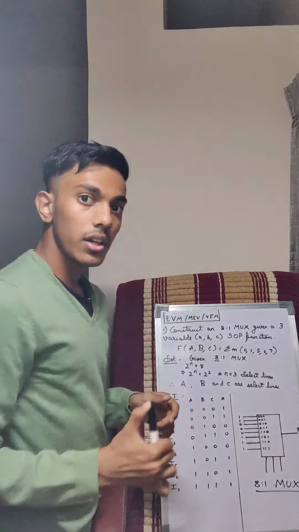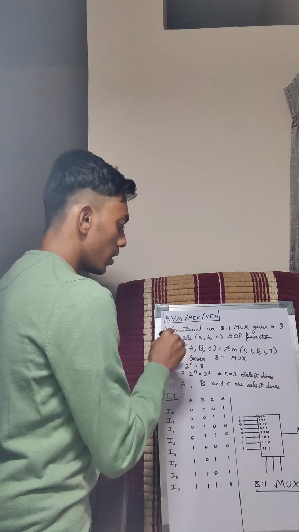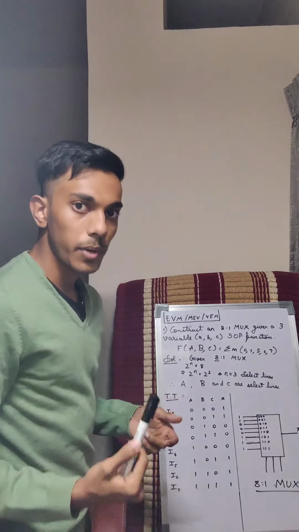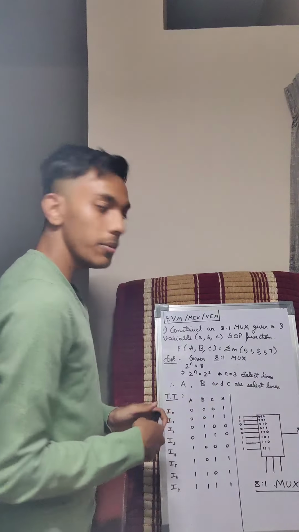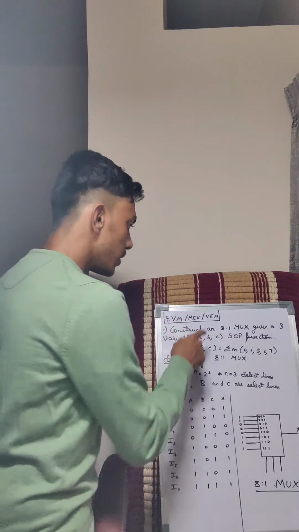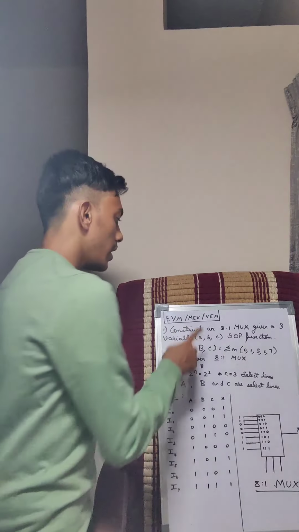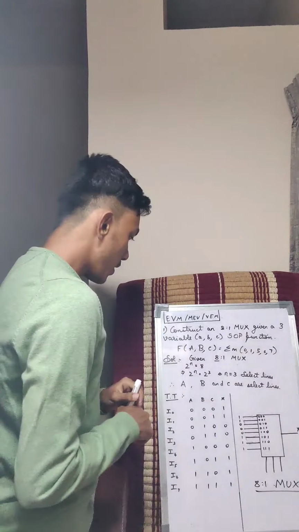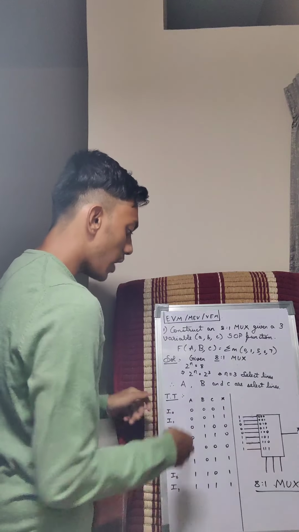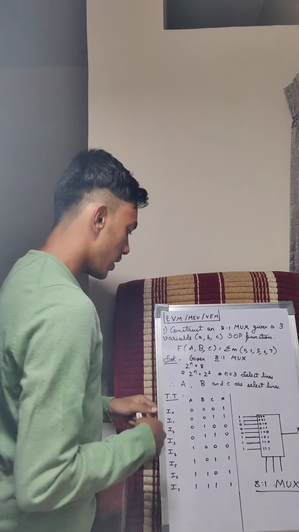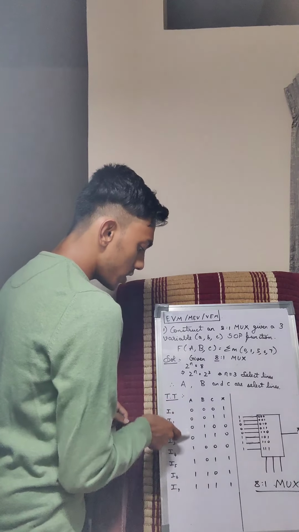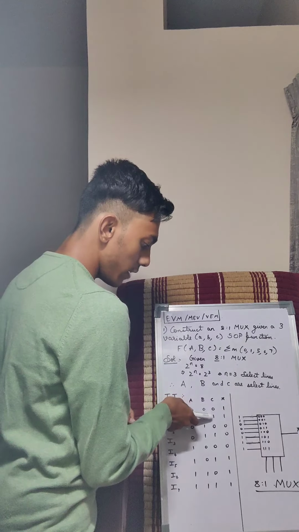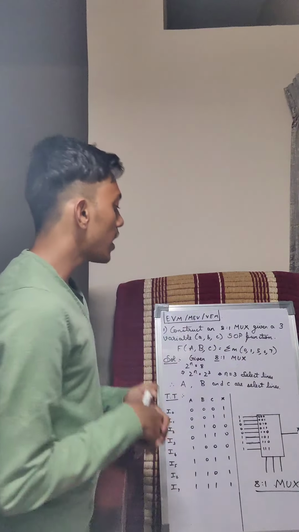Now, as I had earlier told you, you have to equate 2 power n to 8. So 8 can be written as 2 power 3. That means the number of select lines will be equal to 3. That means we already have our select lines here, A, B and C. Let me construct the truth table now. We have A, B, C and X. Now you have to write down all these values. You have 4 zeros and 4 ones, and then 2 zeros, 2 ones respectively, 1 0 and 1 1.